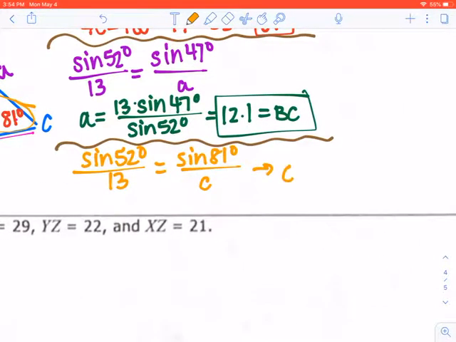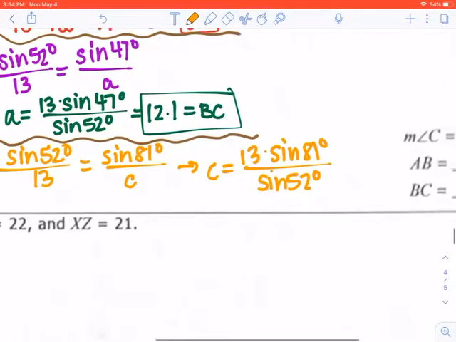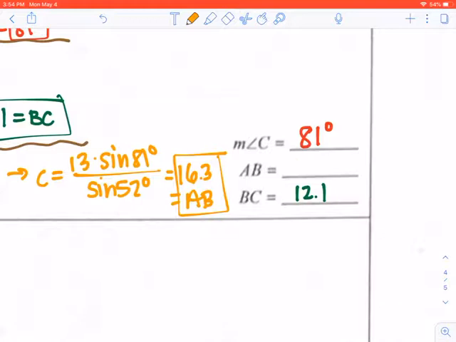Doing a little bit of math here. C is equal to 13 times sine 81 over sine of 52 when you do your cross multiplication and then divide. And this value, doing the math in our calculator, 16.3. This is segment AB, 16.3. And we are done. We have found all three missing pieces of our triangle. We have solved the triangle.